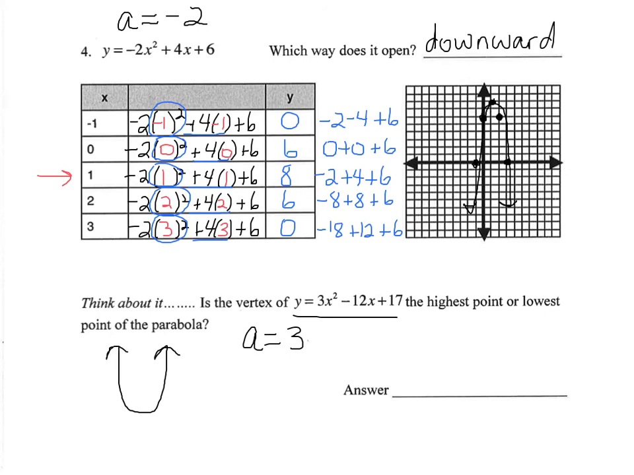I am interested in the vertex of the parabola. Here's the vertex. And I just want to know, is that vertex the highest or the lowest point on that parabola? Well, once we draw that picture, I think we can tell that that vertex is the lowest point, or a minimum value for the parabola.